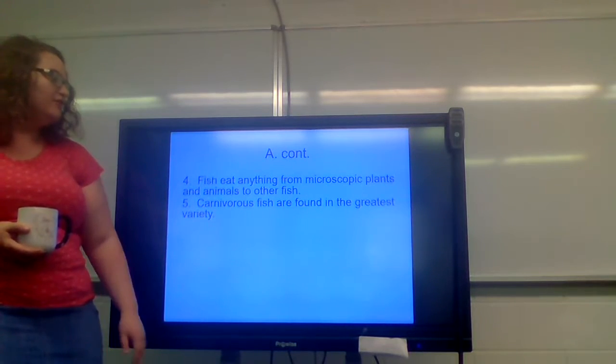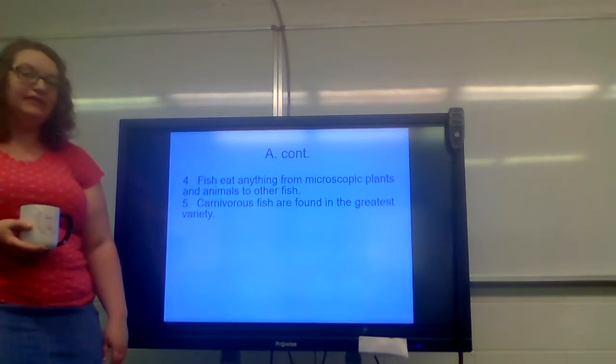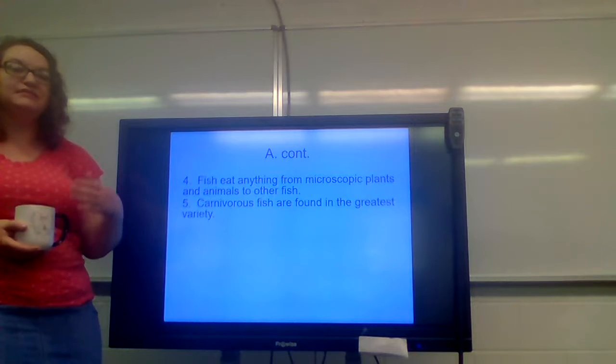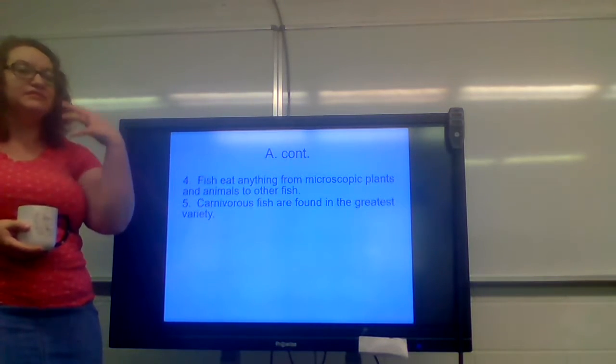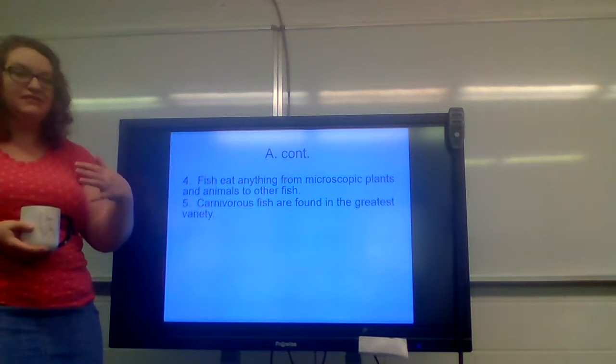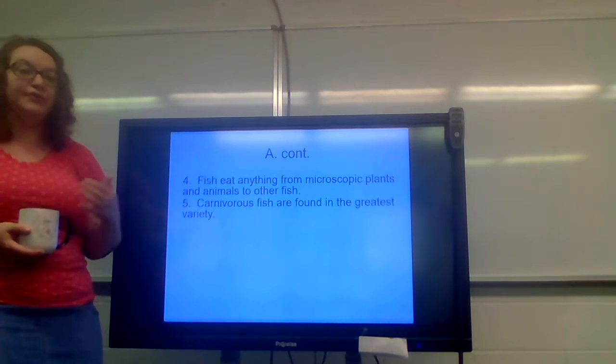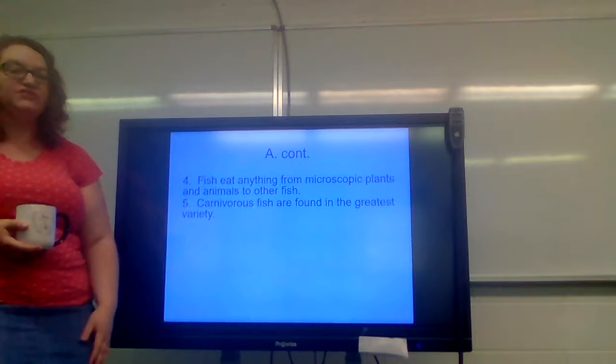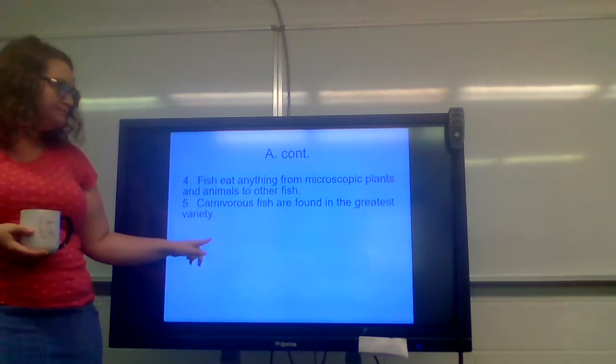Carnivorous fish are found in the greatest variety. If it's a carnivore, that means that it's eating other animals. It might eat plants, but it's not focusing mainly on plant intake. It's focusing mainly on eating other animals, and that's the majority of fish that you will find.